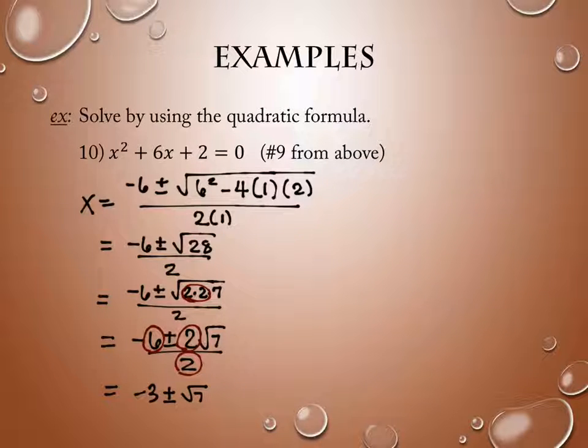Yes, there's 1 in front of the square root of 7. If you want to put it there, fantastic. Yes, there's a 1 in the denominator. It's just not necessary to write it, so this is what we would have if we don't write the unnecessary pieces. And that's the same answer we got on problem 9 last time. Okay?